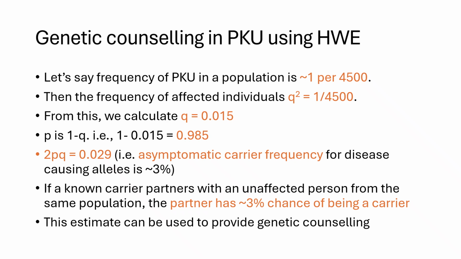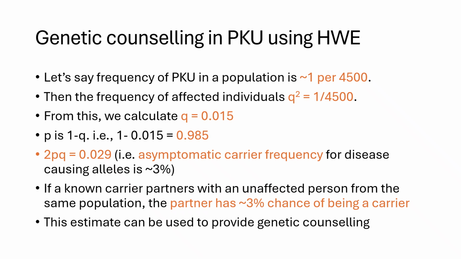So we can easily calculate 2PQ, which is the carrier frequency, right? So 2PQ in this case is 2 times P, which is 0.985, times 0.015, which is 0.029. So this is the frequency of asymptomatic carriers in that population. So it's approximately 3%. So say we've done genetic testing on somebody and found that they've got 1 Q allele and 1 P.